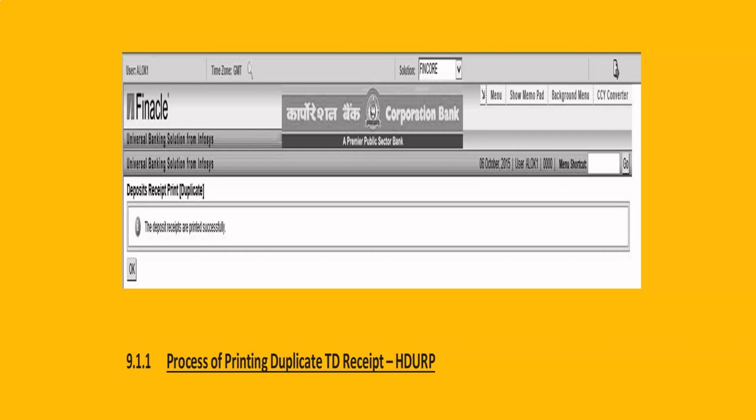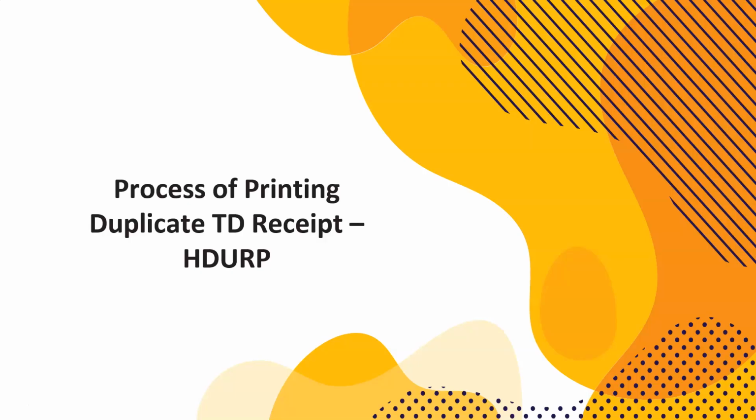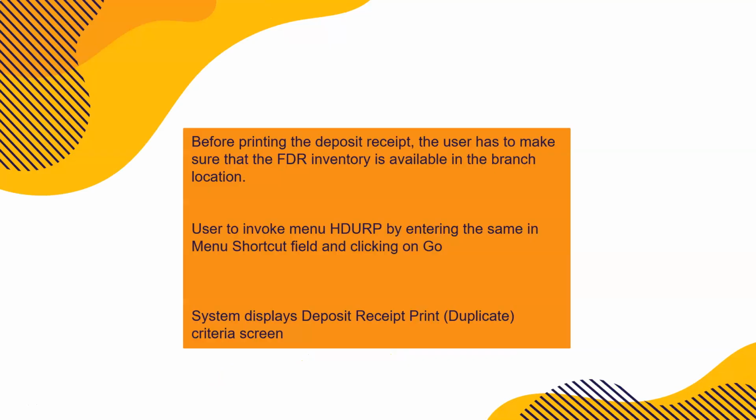For printing of duplicate term deposit, if the customer says I have lost the deposit receipt, we can give him a duplicate also. The command for that is Hdurp, right? So du for duplicate, rp for receipt print, right? Earlier we had Hdrp, here du is also coming. So du is for duplicate. Hdurp, printing of duplicate term deposit receipt. This is the menu command.